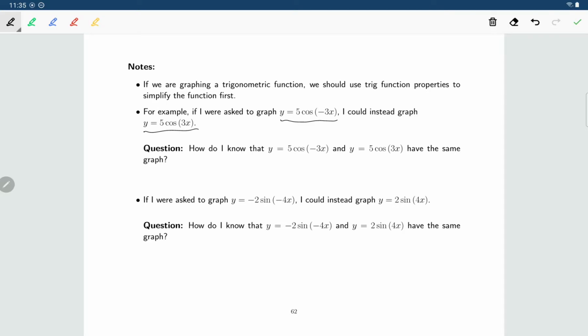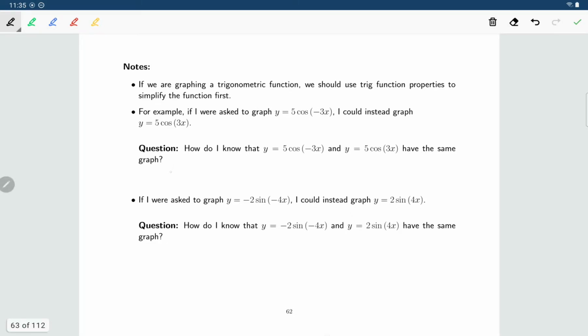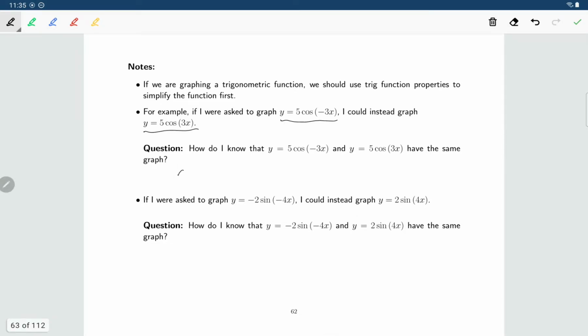The reason I know that they have the same graph is because cosine is an even function. Because cosine is even, remember that cosine of negative x and cosine of positive x are equal to each other. So 5 cosine of negative 3x should be equal to 5 cosine of positive 3x.